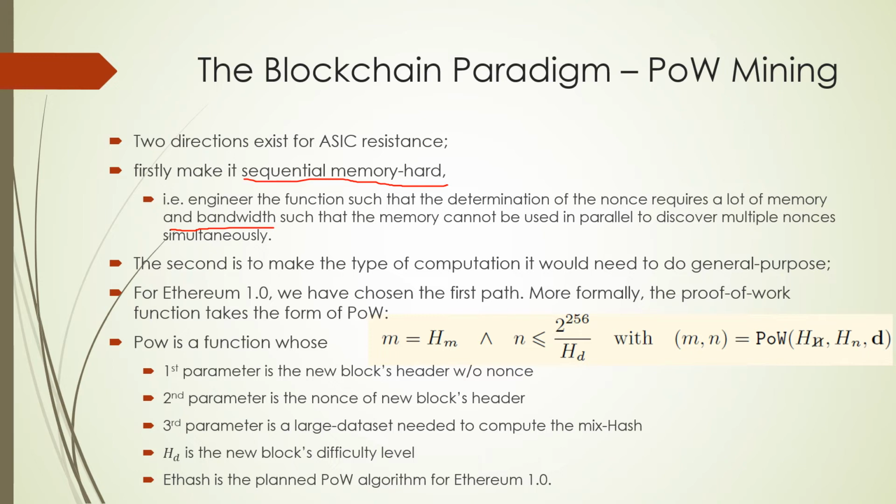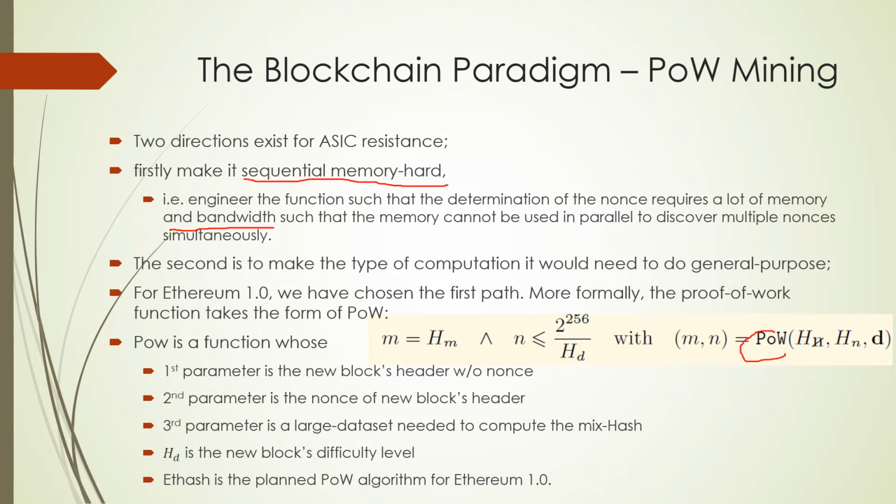For Ethereum 1.0, the designers have chosen the first path. That means to make the proof of work function sequentially memory hard. And I'm going to briefly explain how the proof of work in Ethereum looks like. This is how it looks like.